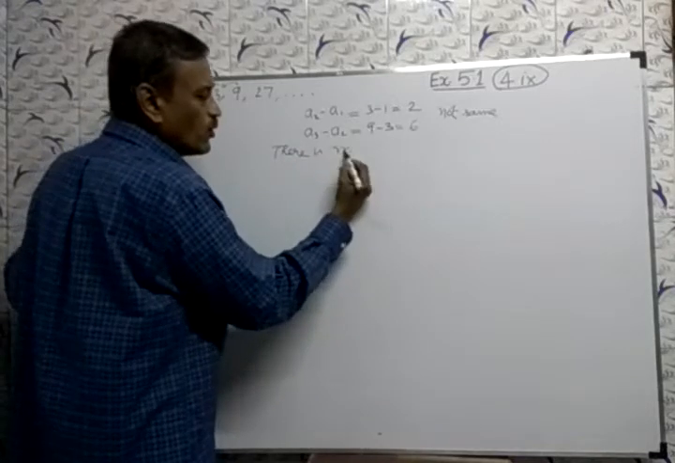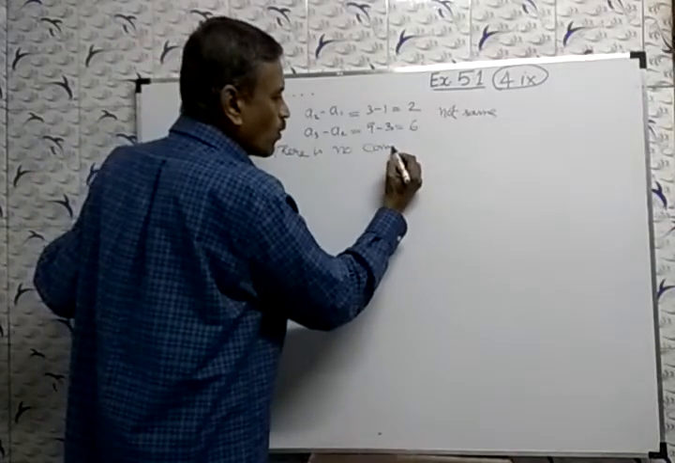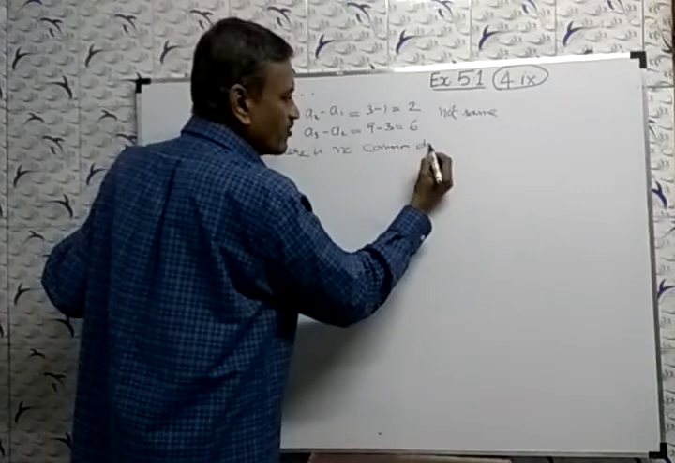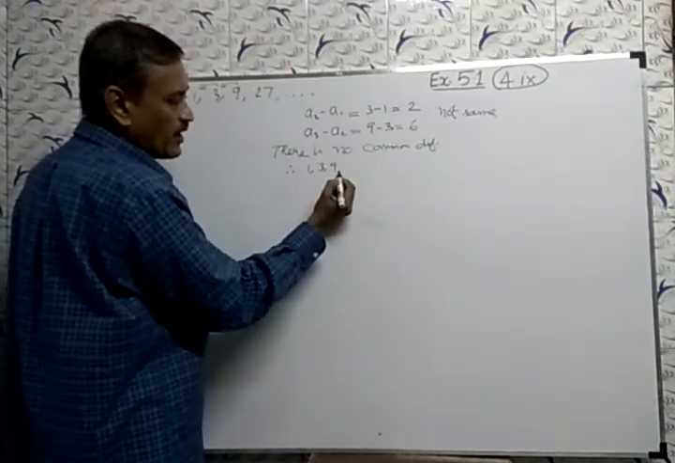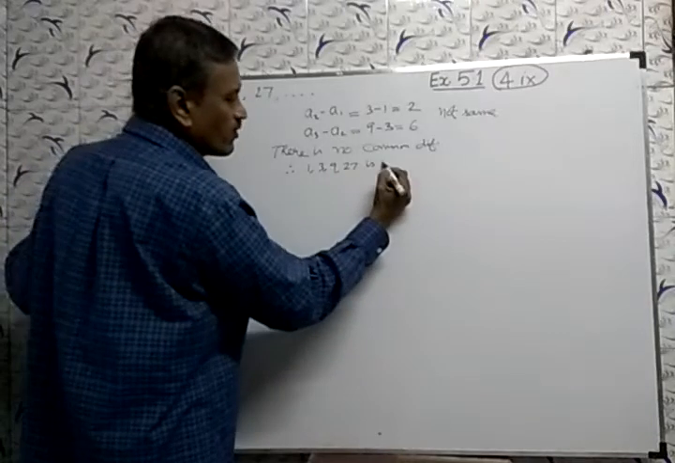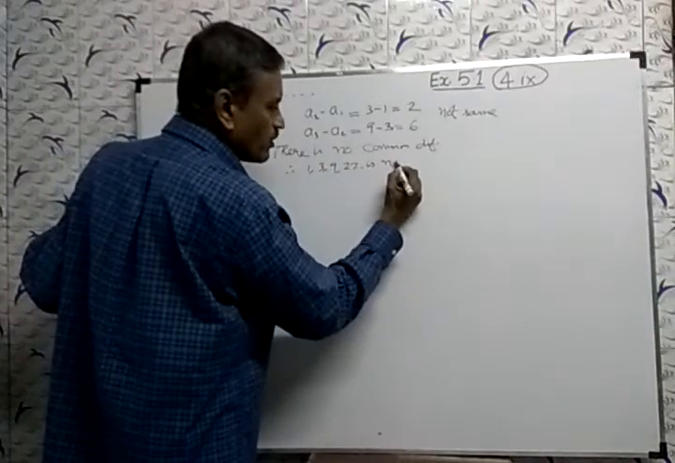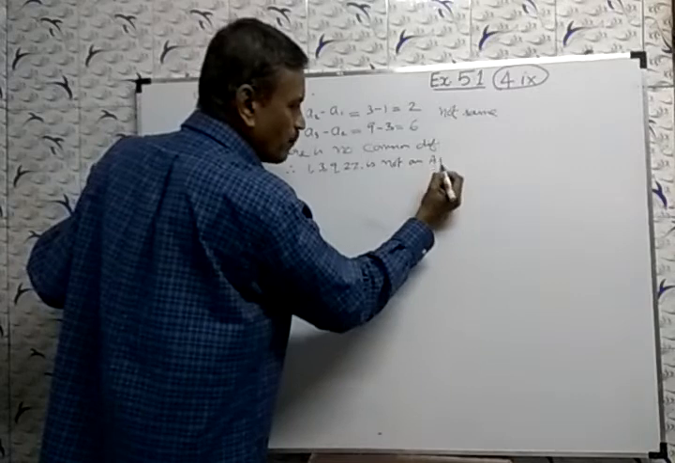There is no common difference. Therefore, 1, 3, 9, 27 is not an AP.